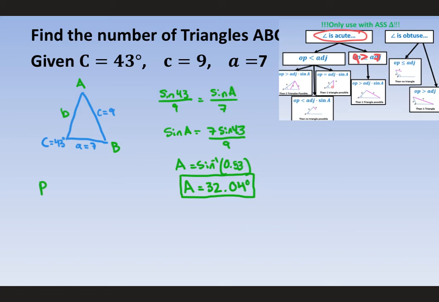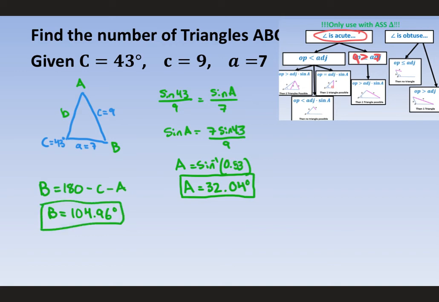So for big B, we're going to go ahead and say 180 minus C minus A. So that's 180 minus 43 minus 32.04. And we get that big B is equal to 104.96 degrees. Cool, we got another piece done.